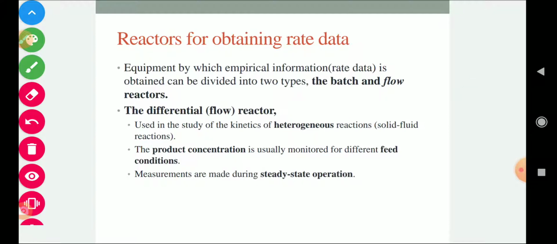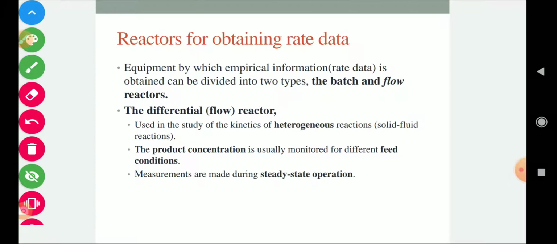Now we have explained how to collect concentration versus time data. For obtaining this data we require a reactor. Normally we use two types of reactor. Either we use a batch reactor or a flow reactor for obtaining concentration versus time data.